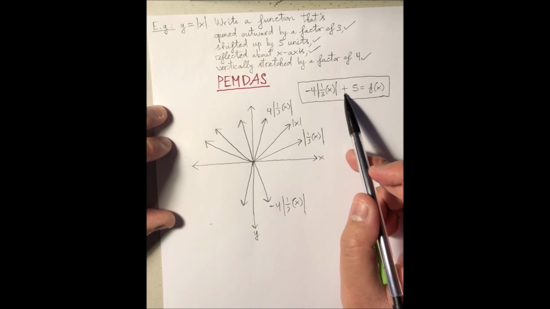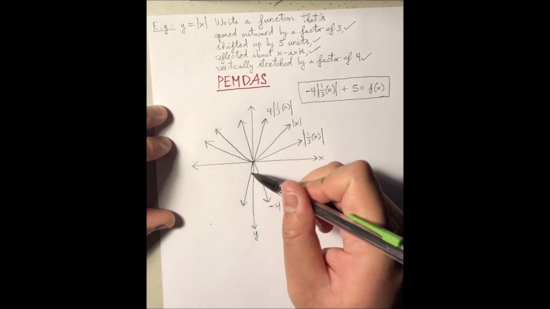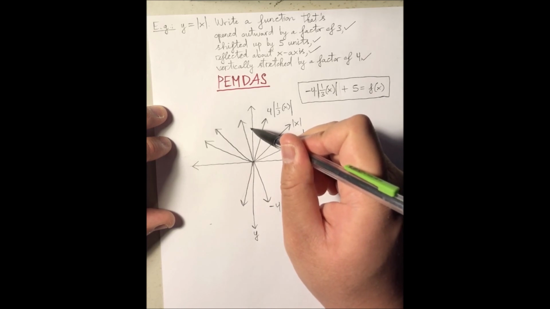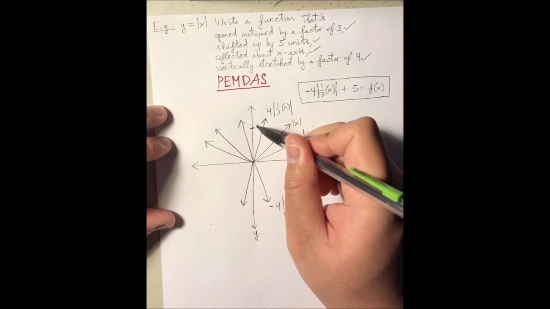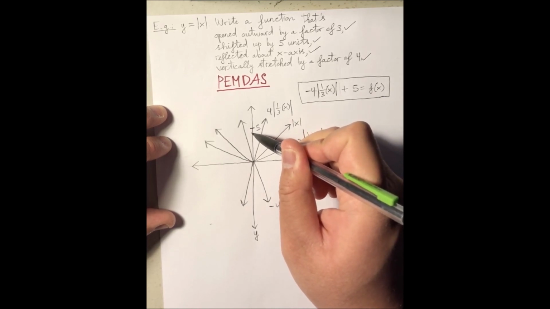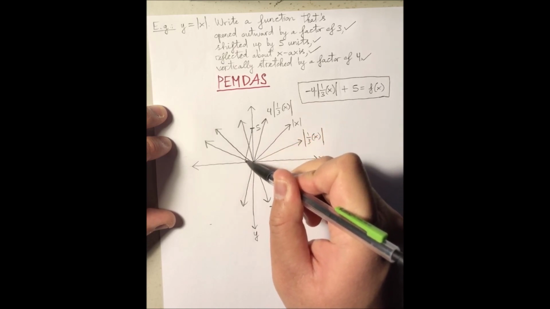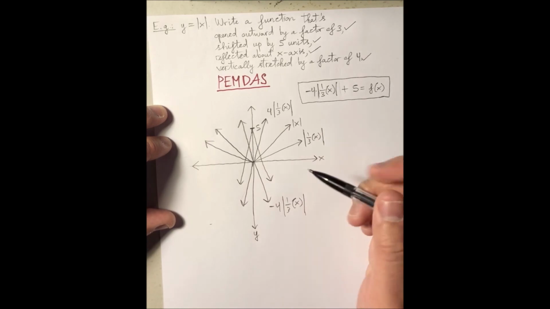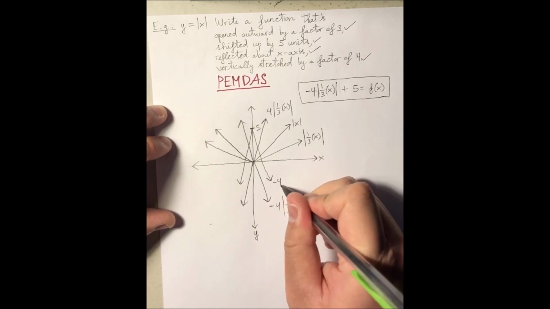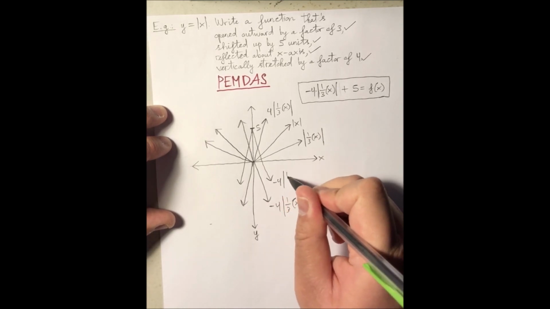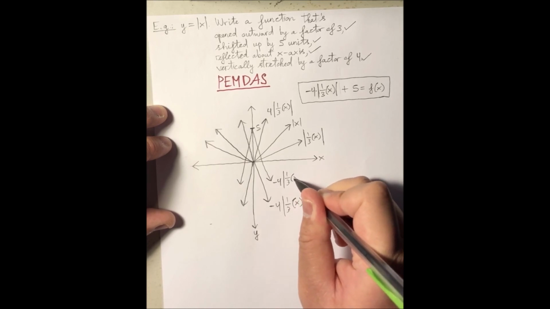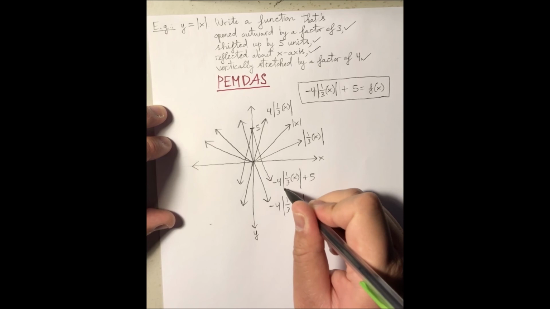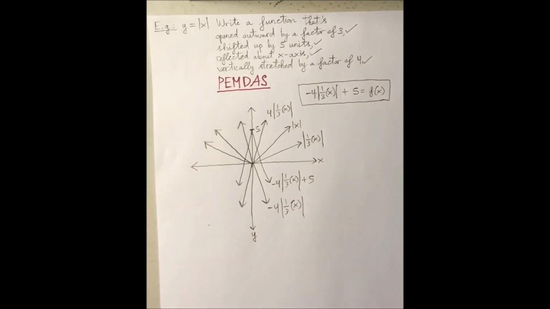And lastly, we translate it up by 5 units. So from this one, we'll translate up to here, let's say. So it's going to look something like that. So this is negative 4 multiplied by the absolute value of 1 over 3 times x inside the parentheses, and then plus 5 overall. And yeah, that's how we graph it, you guys.